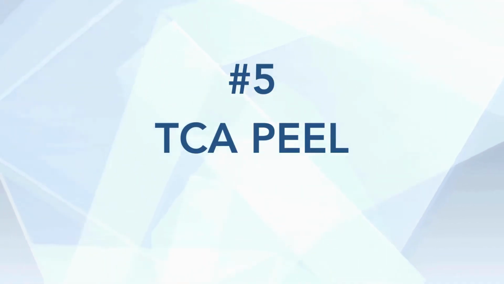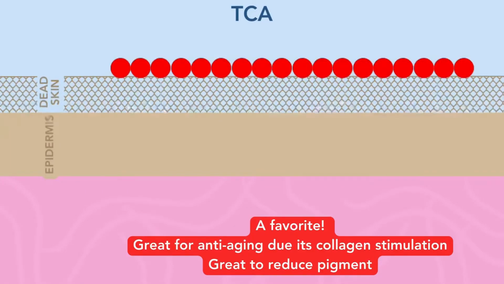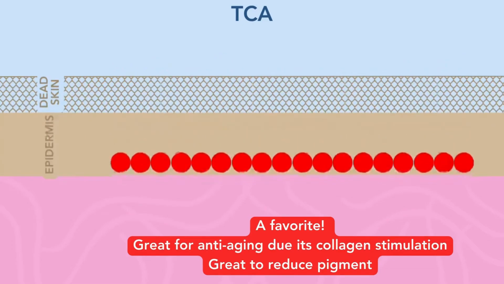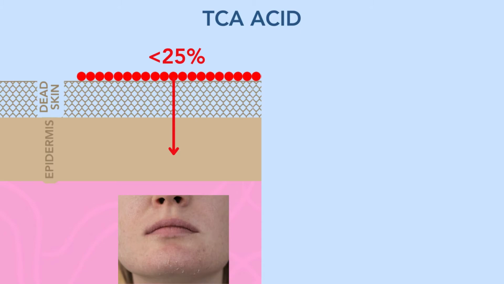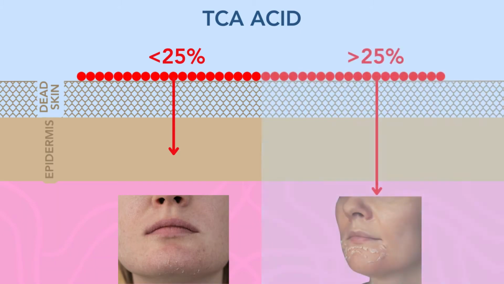And lastly, a TCA peel, or a trichloroacetic acid peel. A TCA peel is one of our favorites. It's great for anti-aging because it penetrates down deep into the dermis, so it's great for collagen stimulation. It also can reduce pigment, and in lighter percentages, it goes into the epidermis, so you can have a superficial peel, or it can go deeper into the dermis to give a medium depth peel.